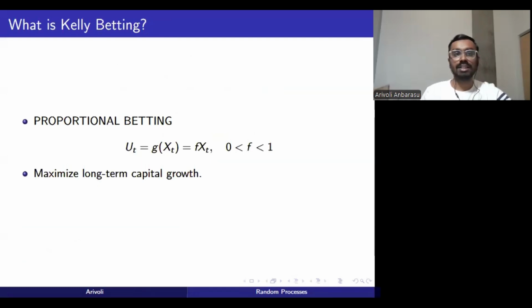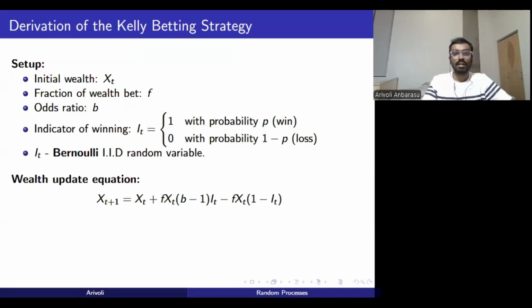Kelly's strategy uses proportional betting, where the fraction of wealth that we bet is between 0 and 1. Kelly's strategy aims to maximize the long-term capital growth. Let's derive Kelly's formula for a single bet.